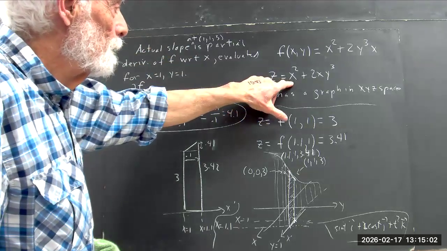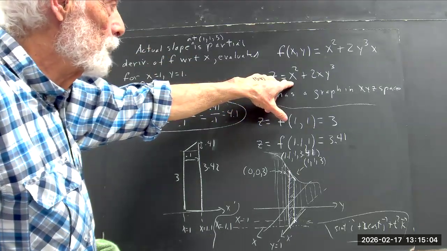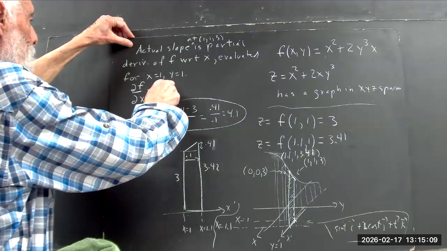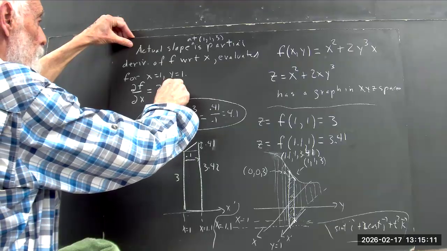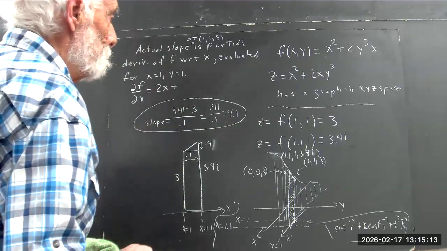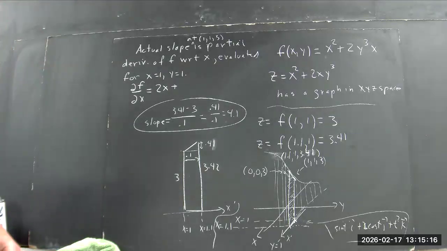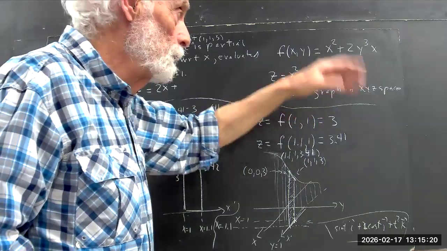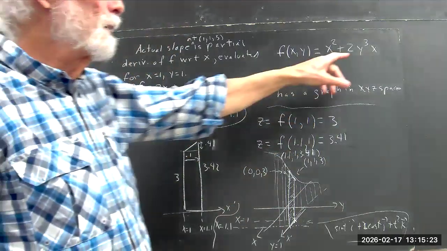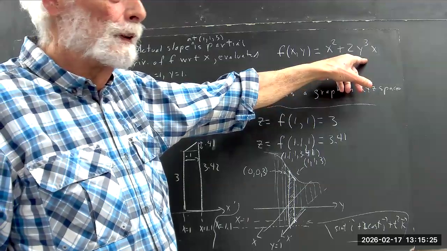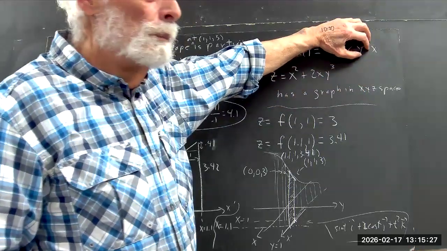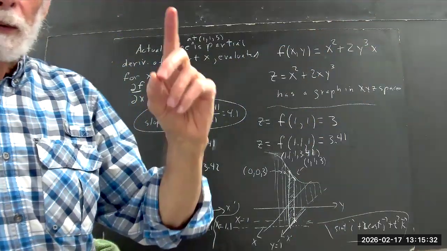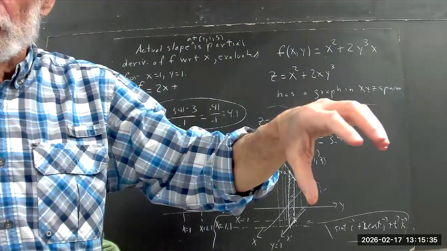Okay. Well, what's the derivative with respect to x of x squared? You know, it's 2x. And then you got 2y cubed x, or if you're using 2xy cubed, it doesn't matter. Well, I say treat y as a constant. So if you got a constant multiple of x, what's the derivative? Well, the derivative of x is just 1. It's just that constant times 1.